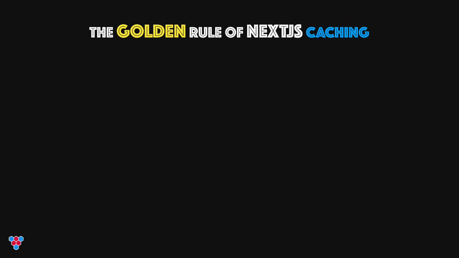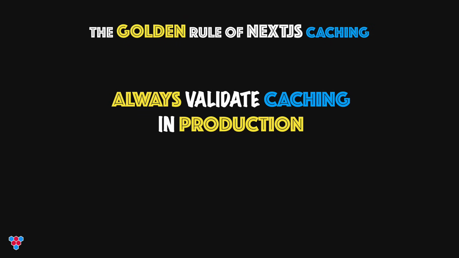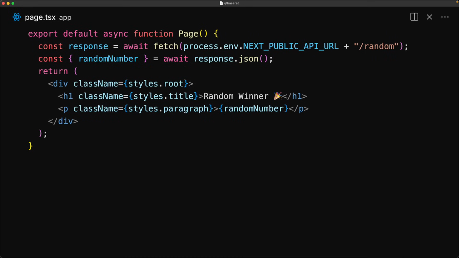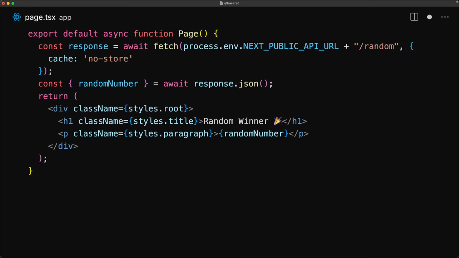This brings us to the golden rule of caching in Next.js. Always, always, always validate caching in a production build. With this golden rule out of the way, let's just fix this production build. We've already looked at how the fetch requests are cached, and if you don't want them to be cached, you can pass in the option cache no store.